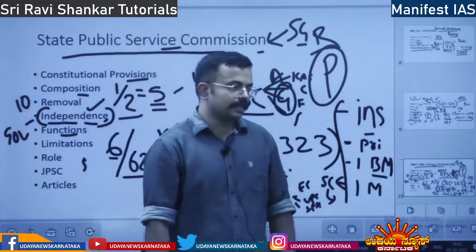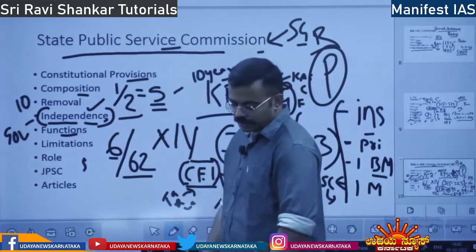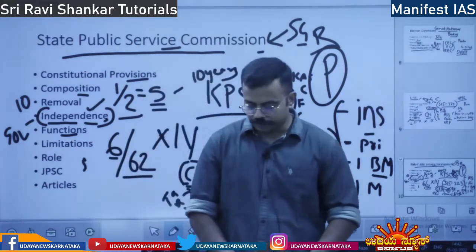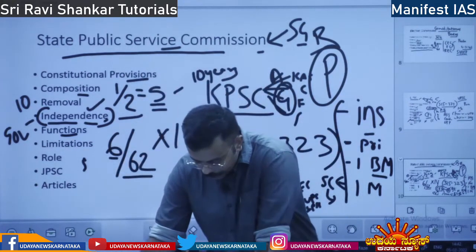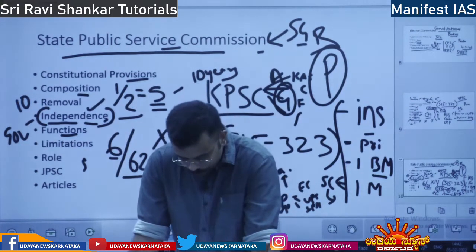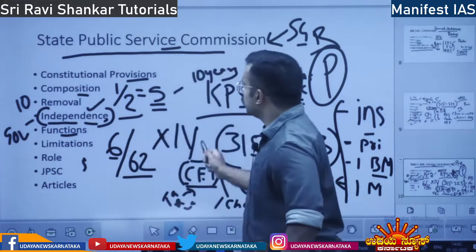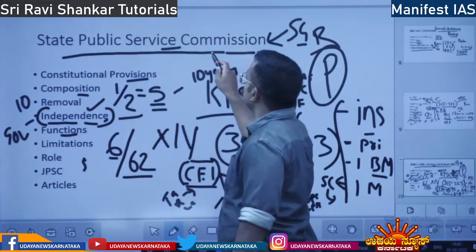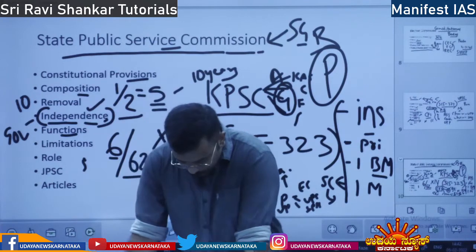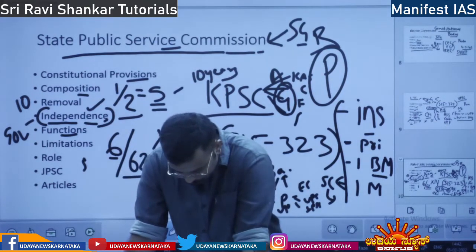Also disciplinary matters. Suppose a civil servant does some mistake, then also the state government consults the State Public Service Commission. So that may be cutting of the increment or cutting of promotion, dismissal, removal, suspension. In all these matters, state government consults State Public Service Commission. Okay. So these are the certain functions of the State Public Service Commission.